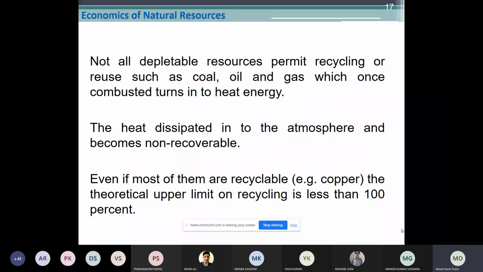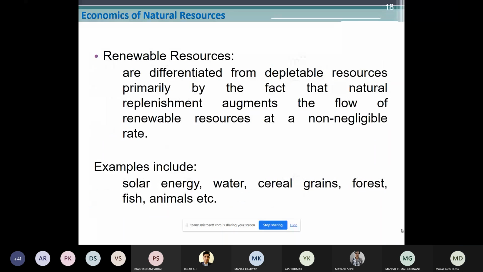Even if most of them are recyclable, for example, some metals, copper, steel, iron, the theoretical upper limit on recycling is less than 100%. Some of them will be lost in the process of recycling itself. So that's why recovering 100% of a recyclable resource may not be possible, although theoretically we can recycle everything.